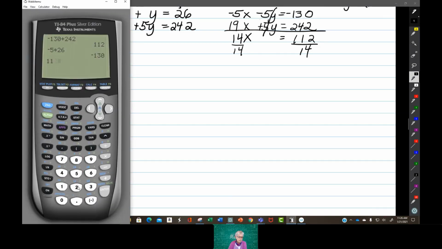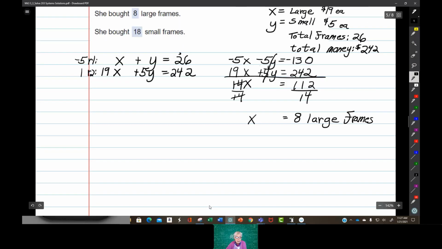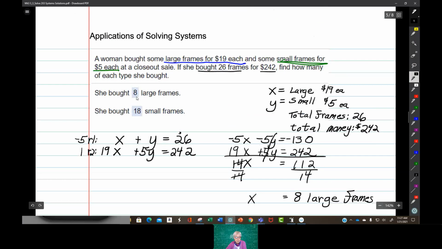112 divided by 14 is 8. So X, the large frames, equals 8. So let us assume that the lady bought 8 large frames, and then I'll go look. But I seem to remember 8 being the first number.